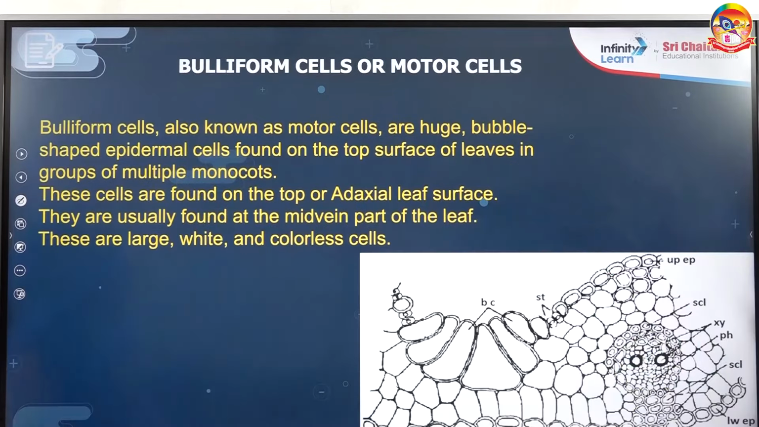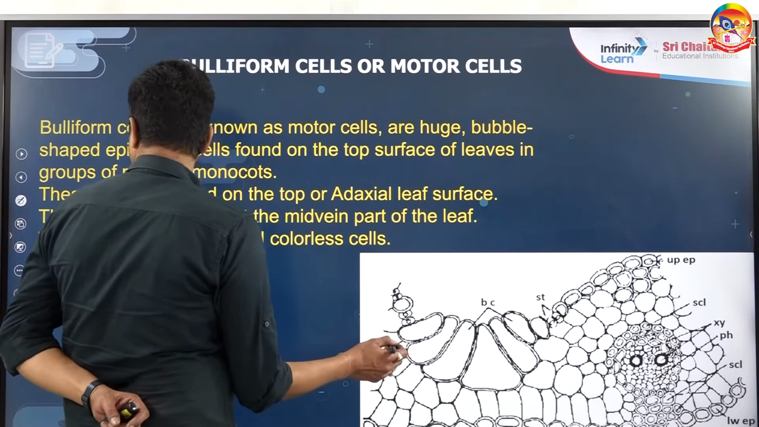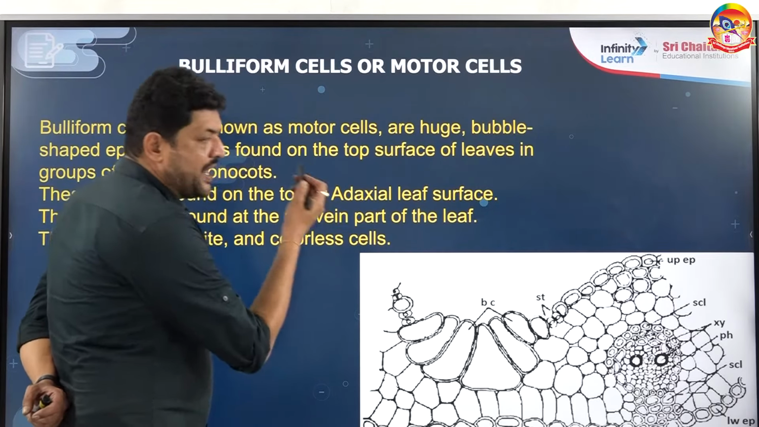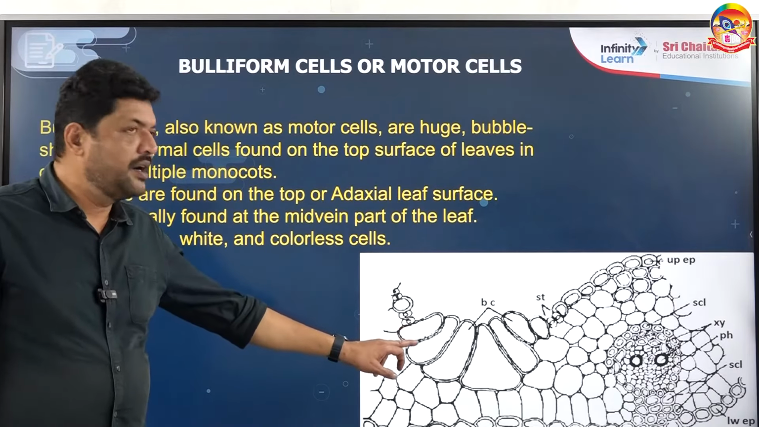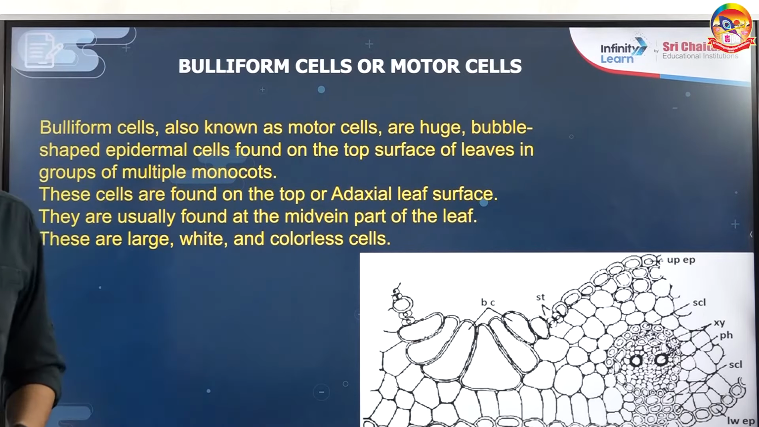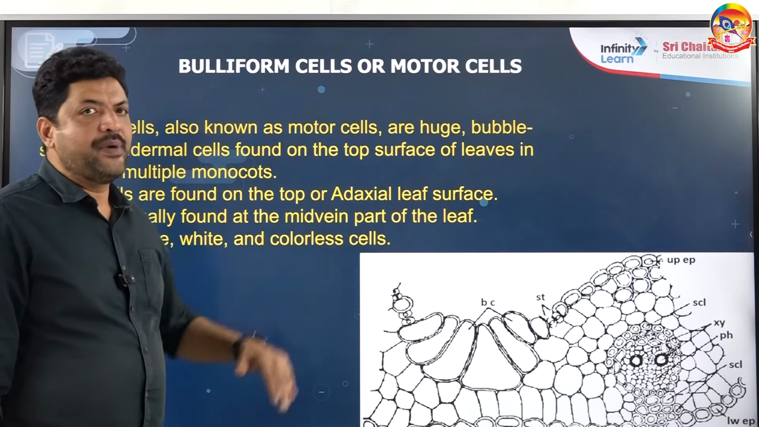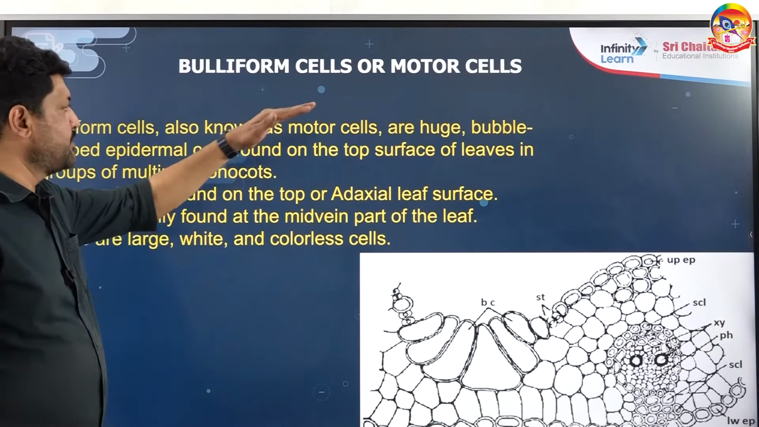epidermis. Done. Next, we'll go with the bulliform cells. These bulliform cells are seen in the monocot leaf, in the upper epidermis. Do remember, upper epidermis. There are 4 words that can be mentioned here. Upper epidermis is called the adaxial surface. Long, columnar, empty, colorless cells that are present in the upper epidermis of monocot leaves are called bulliform cells or motor cells.